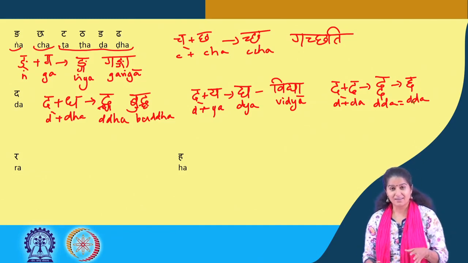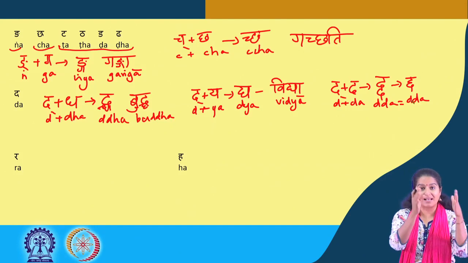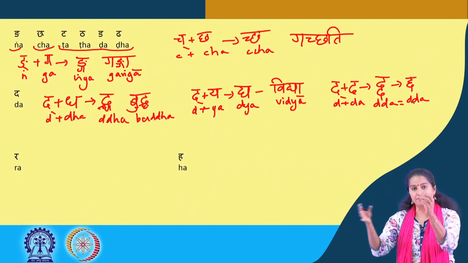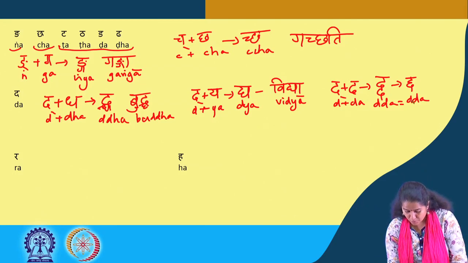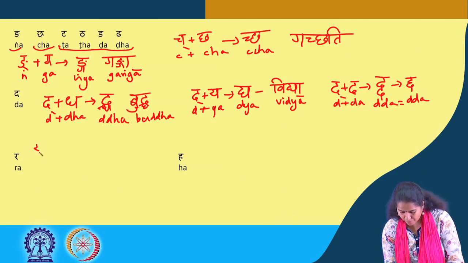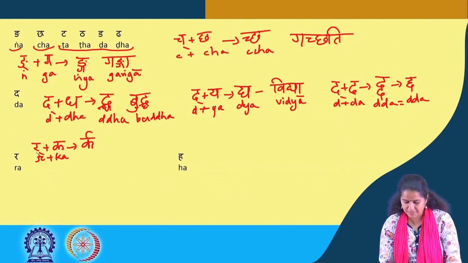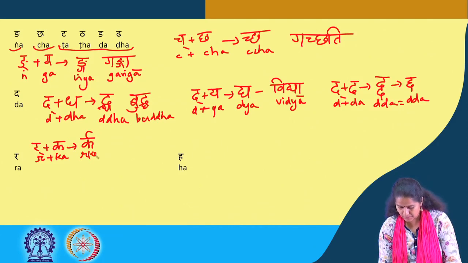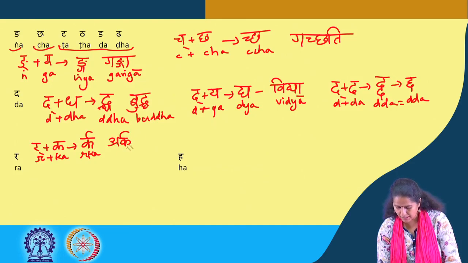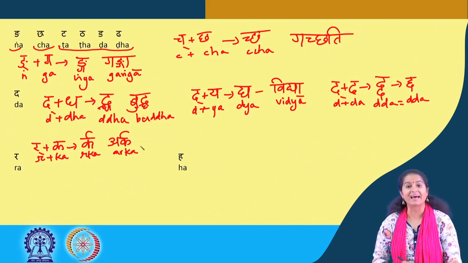Now, the next one is the r, and the r does different things when it comes before, as a half letter, and after another consonant. In the case of the r coming before, if you have r plus k, it becomes a half c on the head. So the r becomes a half c on the head like that. You have a word arka, which means the sun, which is written like that.